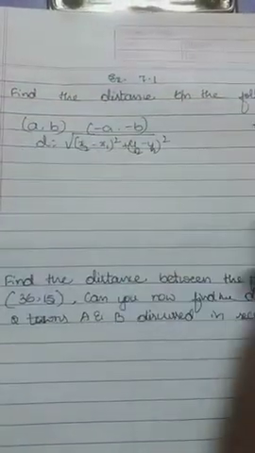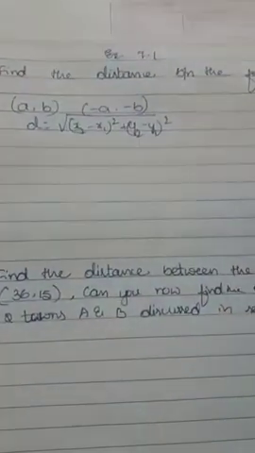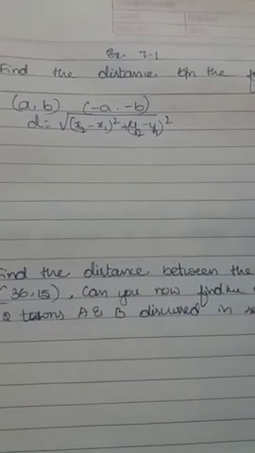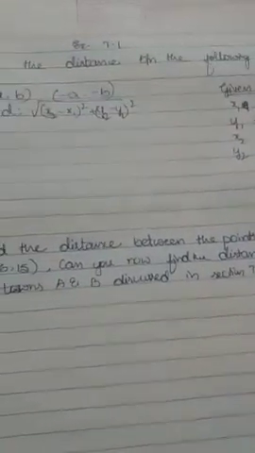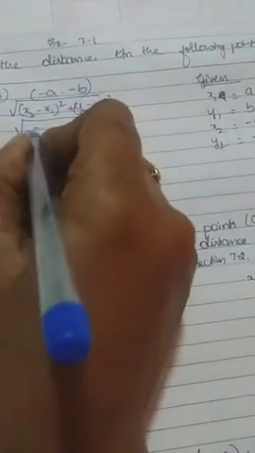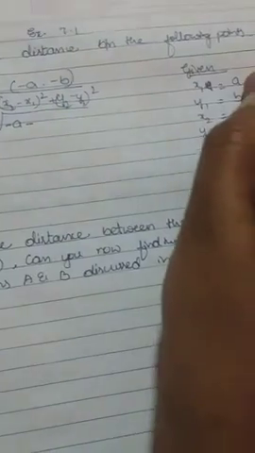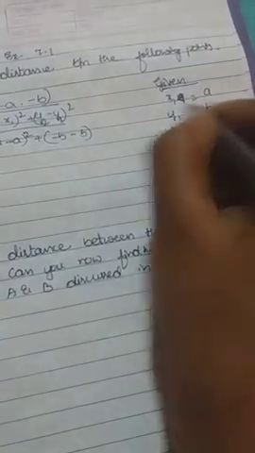So in the first coordinate, x1 is a and y1 is b. In the second coordinate, x2 is minus a and y2 is minus b. So you have to note down like that. Then you have to substitute. d equals square root of x2 is minus a, minus x1 is a, that is minus a whole square, plus y2 is minus b and y1 is b. Minus is there, so that's why it should be minus b whole square.